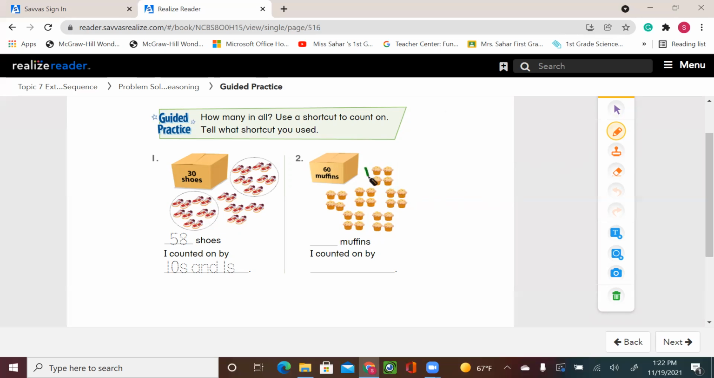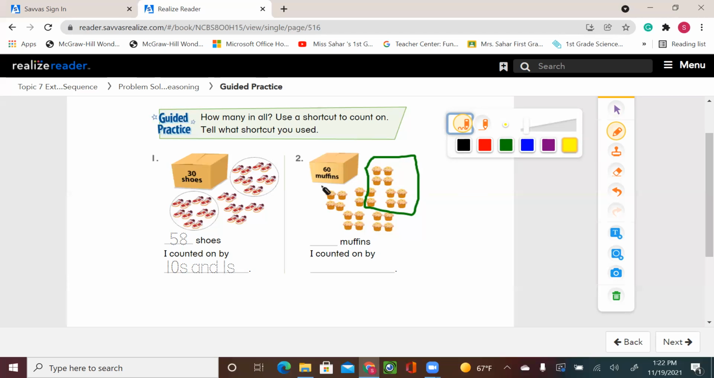So I'm gonna draw a box or a circle to put my first group. So that's a group of 10 muffins. And now I have to see if I can make another group. So 1, 2, 3, 4, 5, 6, 7, 8, 9, 10. I can also have another group. Let me take a different color. So that's my second group of 10.